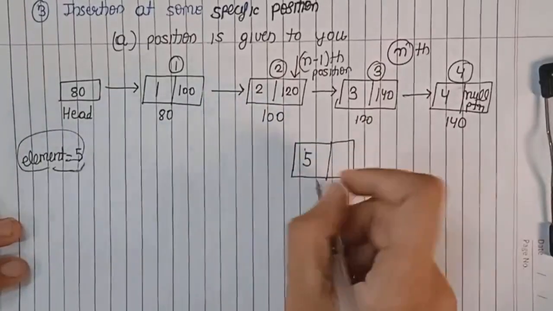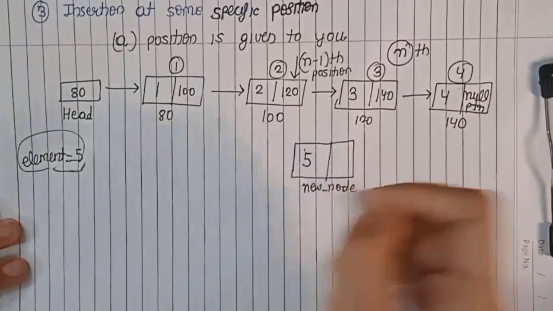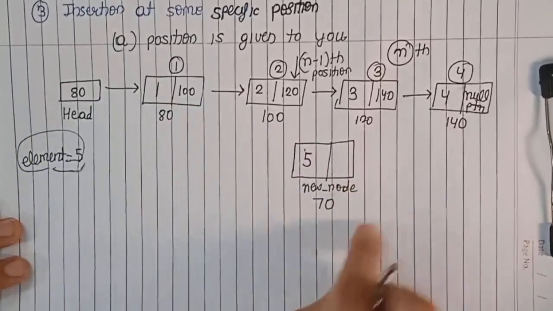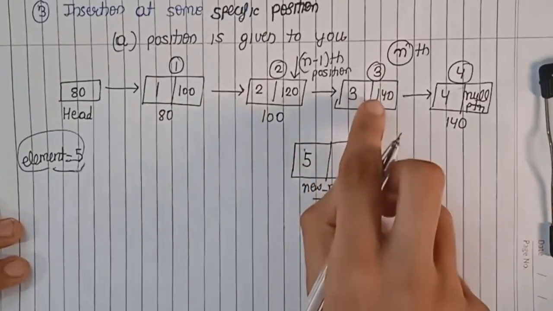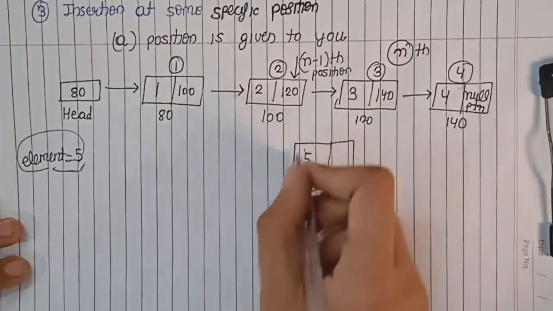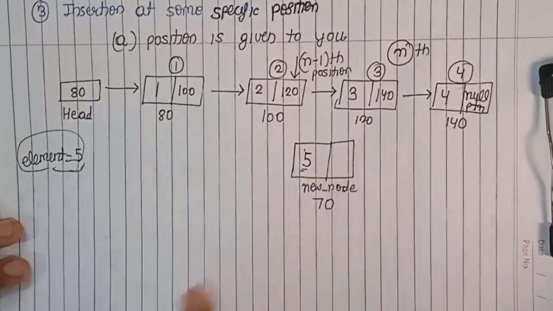Let's say the address of this new node, its name is new node and its address is 70. Now I know that I need to insert this new node at this third position. So now at my second step I have created this new node with the data value 5.